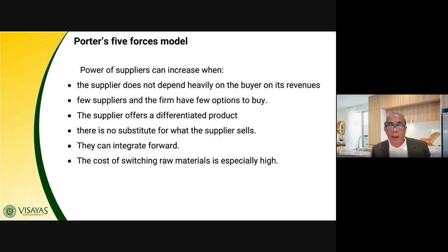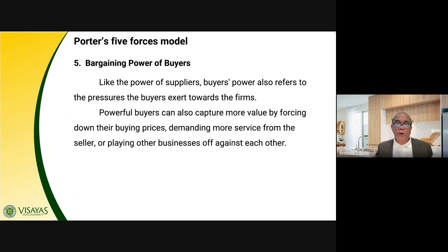And then the suppliers may also offer a differentiated product, meaning suppliers can offer different products that will actually increase their bargaining position. The suppliers regulate their volume of supply in order to, for example, study the reactions of the customers. Now, the fifth factor is the bargaining power of buyers.